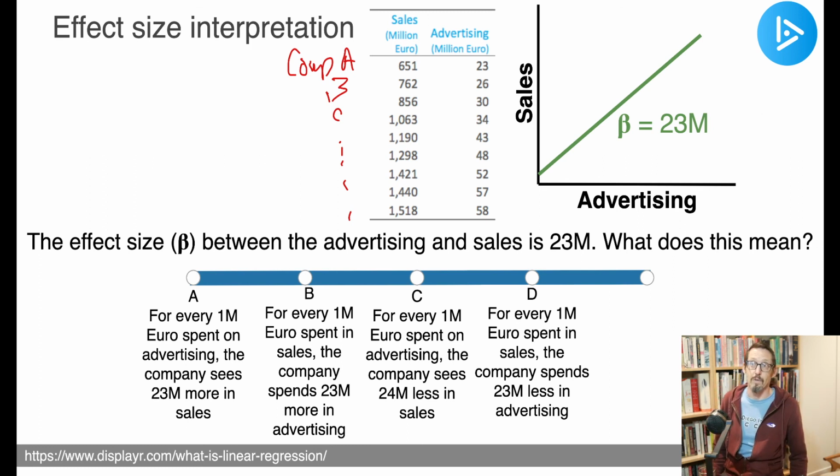Well, let's say we find one, we regress something, and it turns out that the effect size is 23 million. So what does that mean? Take a moment, take a look at each one of these elements, A, B, C, and D. Does one of these describe what the slope of 23 million, the effect size of 23 million, means?